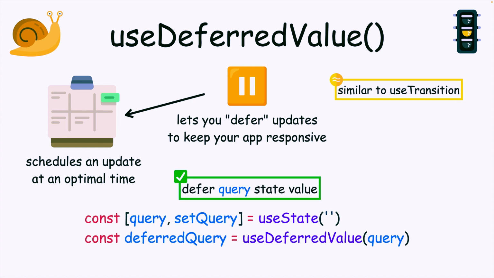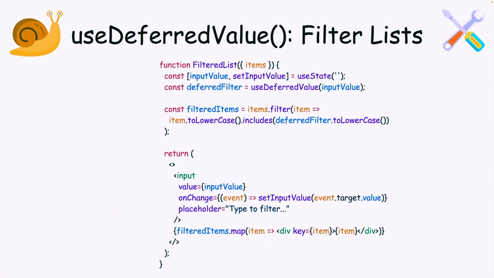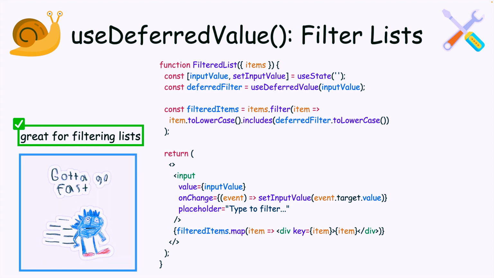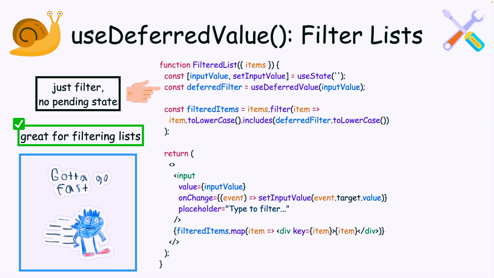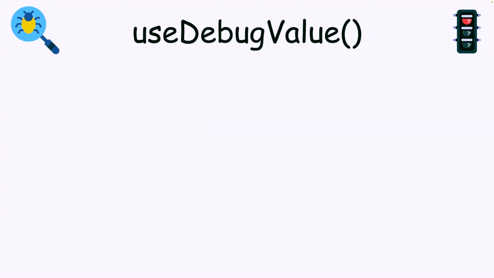To use it, all you need to do is pass the value you want to defer to useDeferredValue. Just like the useTransition example, useDeferredValue is best for things like filtering lists. This leads to the same improved user experience as useTransition, but without you having to manually start the transition or use any pending state.